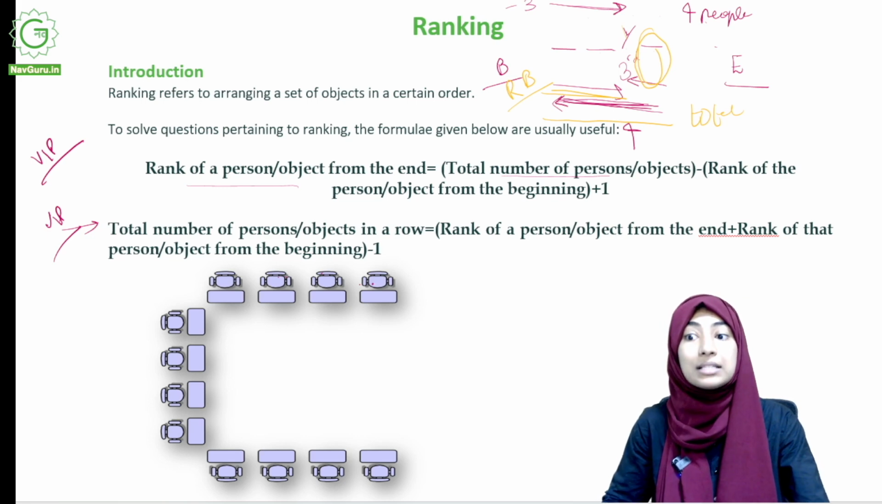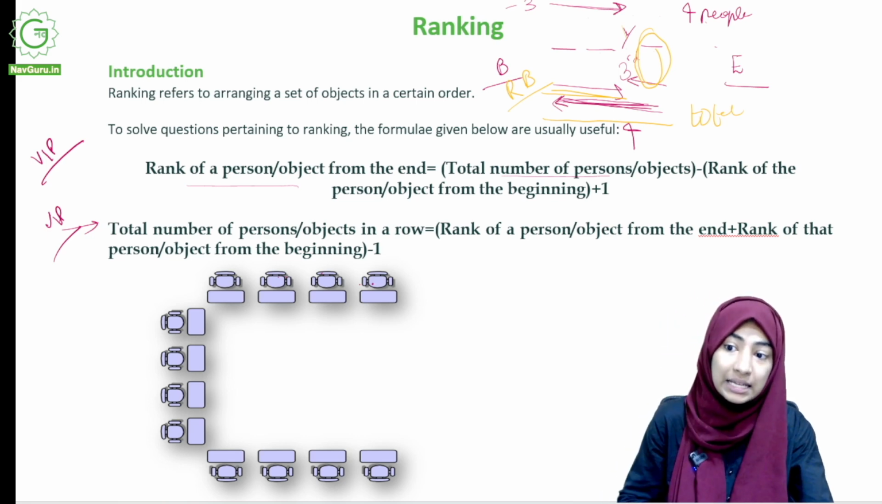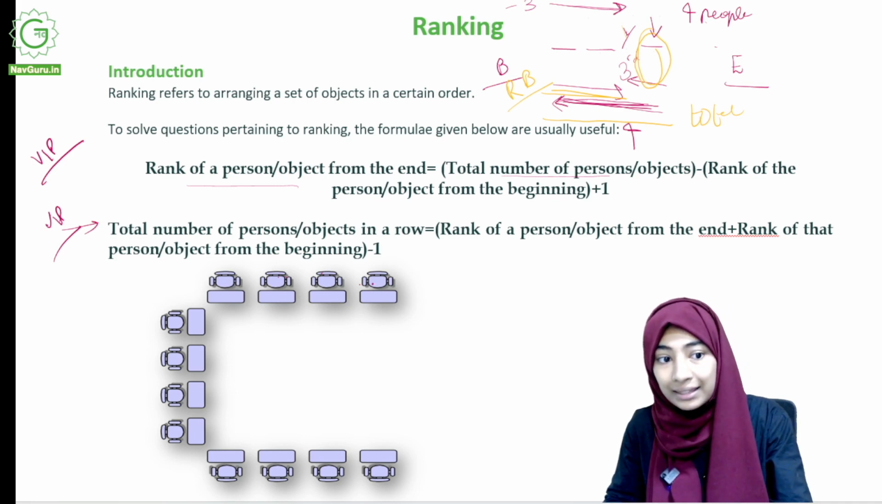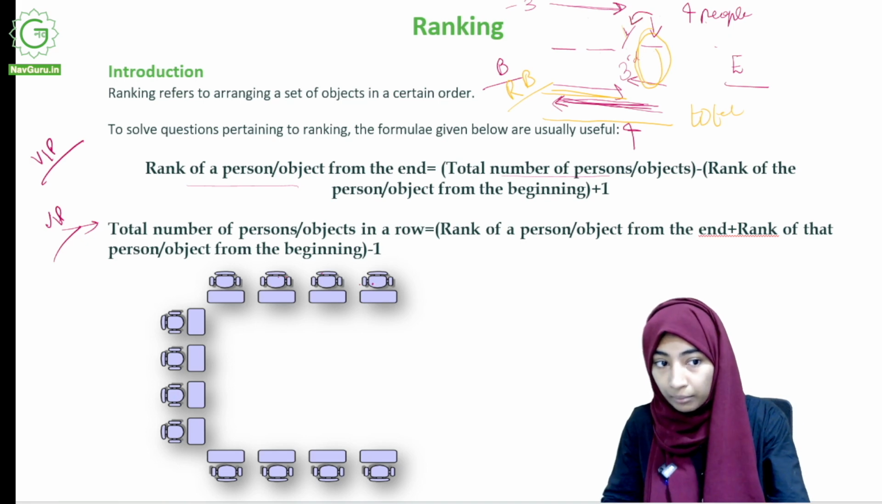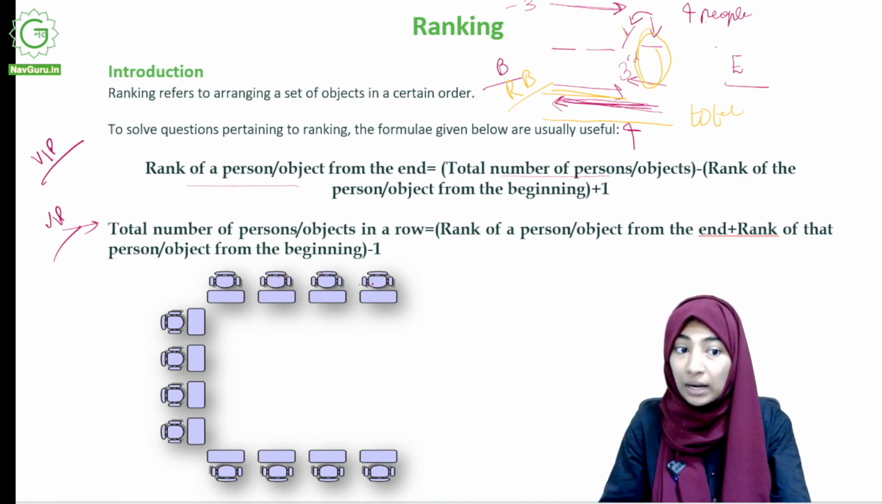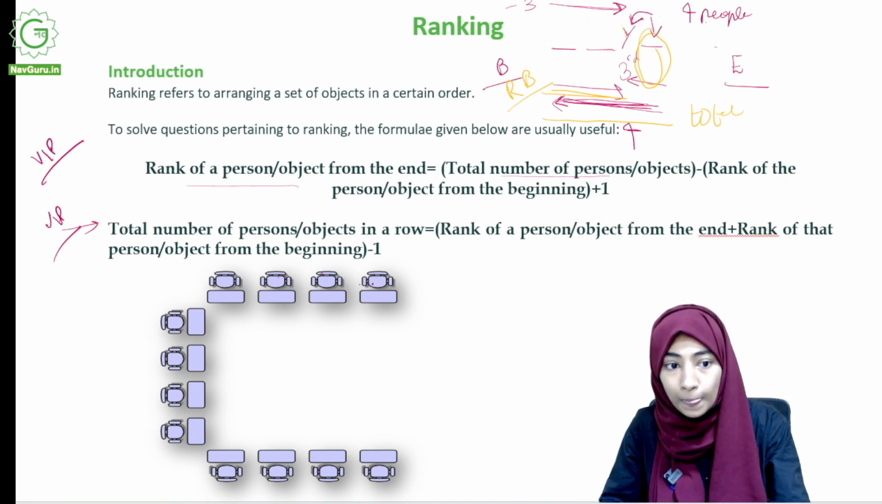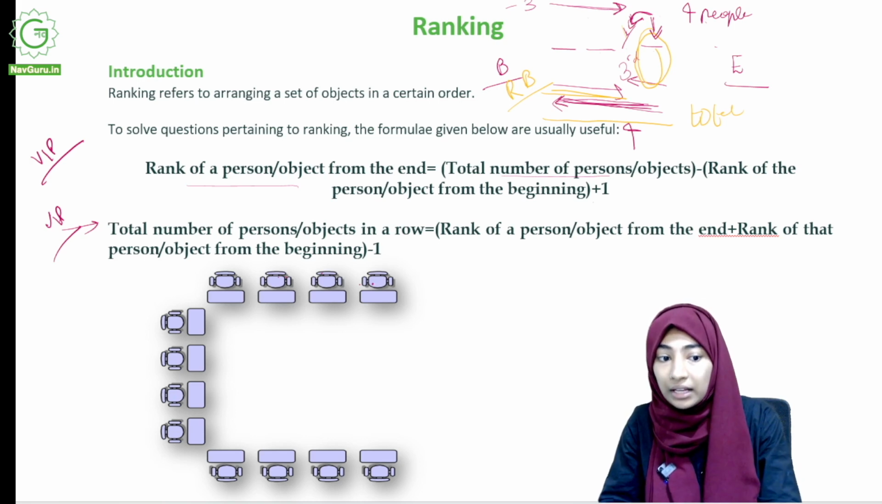But now, what is the rank of the person from the end? It is this part plus 1. Here, you will get just this part. The rank of the person includes one more. You need to add plus 1 from the end. That is when you get the rank of the person. So here you need to add plus 1, which is why you are adding a plus 1 here.